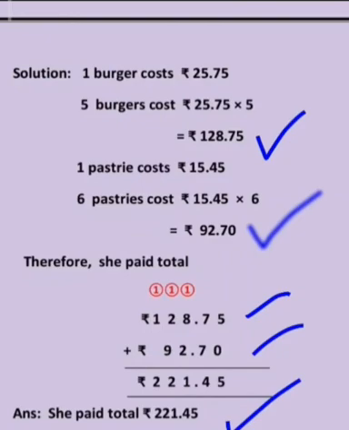Complete all types of story sums in this way. Just don't forget to put the decimal before 2 digits from the right hand side, and don't forget to put the unit. These two are very important for money.